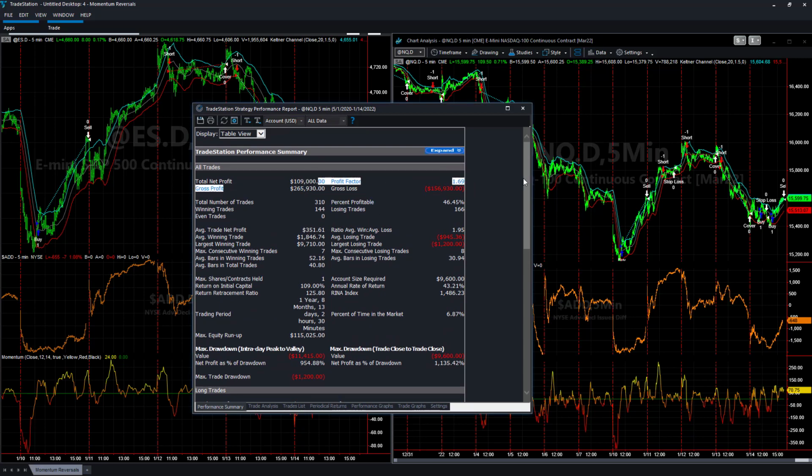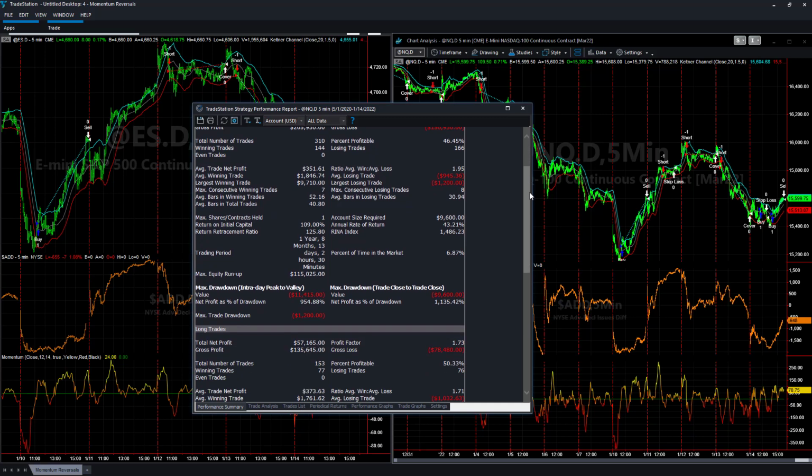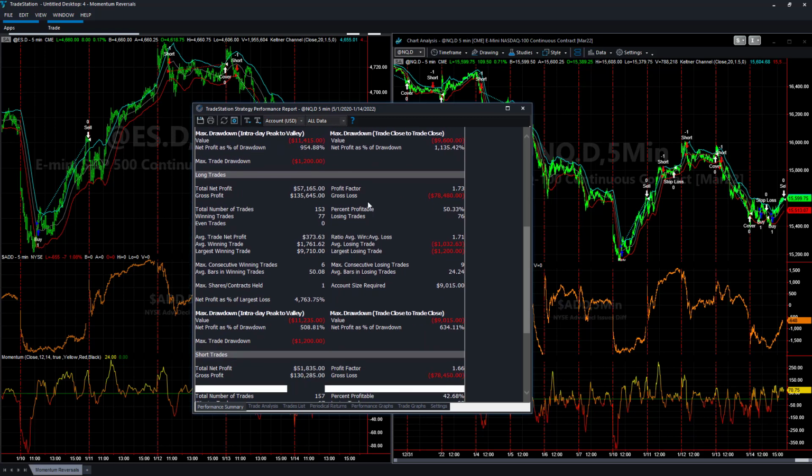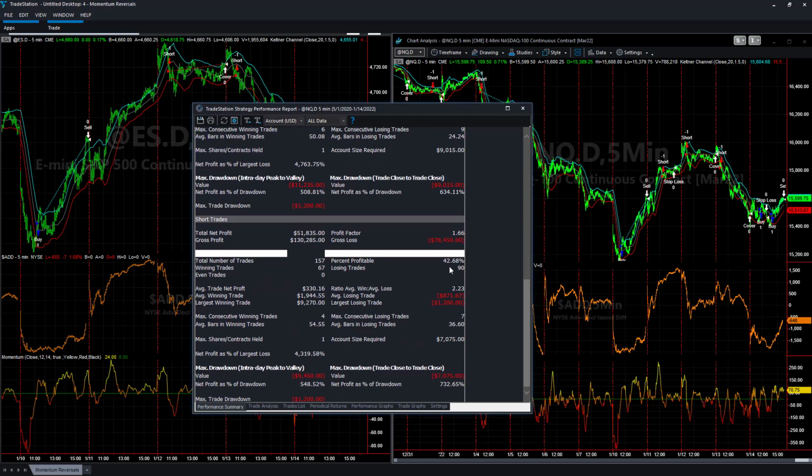$109,000. Half of $109,000 is $54,500. So if you're going to divide it up evenly between longs and shorts, 54,500 would be the middle point. You see 57,165 and 51,835. It's a very simple strategy, and it works really well on the stock indexes. Better on the long side.